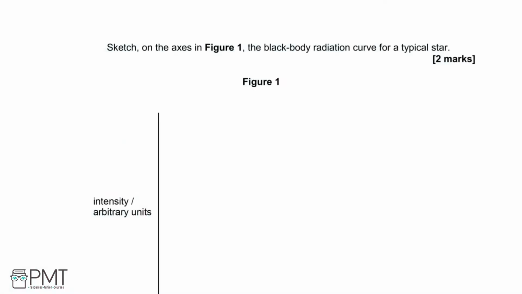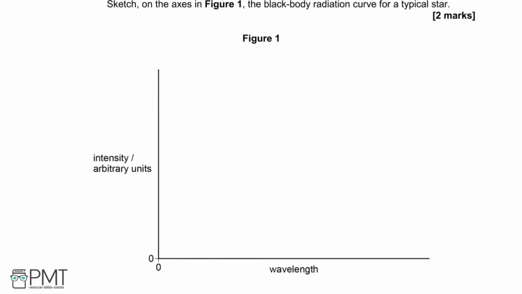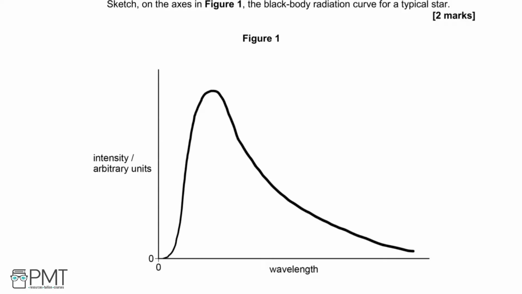Sketch on the axes in Figure 1 the blackbody radiation curve for a typical star. So you can see Figure 1 here with a set of axes. The intensity is in arbitrary units and the wavelength doesn't have a scale, but we can still indicate the shape of the graph because this is only a sketch. So this is what the shape of the graph should look like.